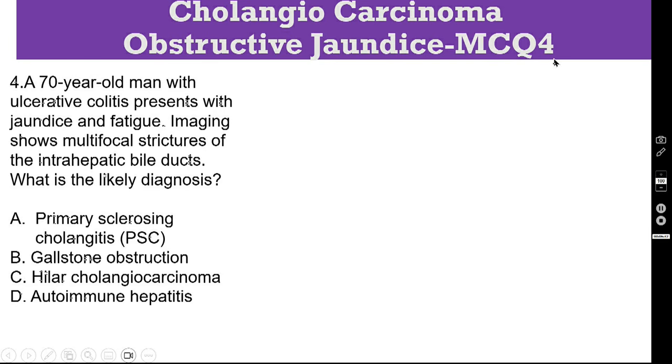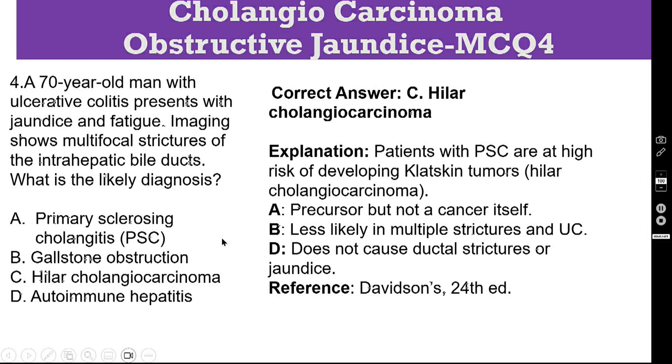Coming to MCQ 4. A 70-year-old man with ulcerative colitis presents with jaundice and fatigue. Imaging shows multifocal strictures of the intrahepatic biliary ducts. What is the likely diagnosis? A. Primary sclerosing cholangitis. B. Gallstone obstruction. C. Hilar cholangiocarcinoma. D. Autoimmune hepatitis. Of course, the correct answer is C.